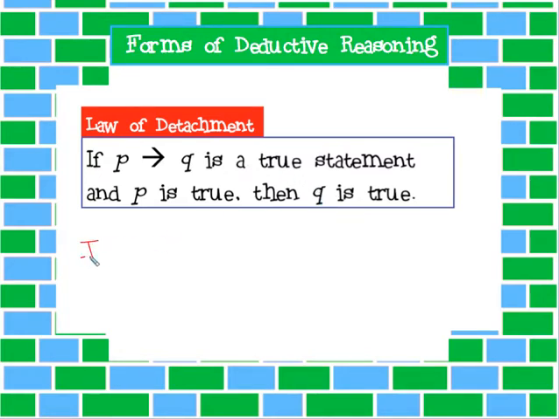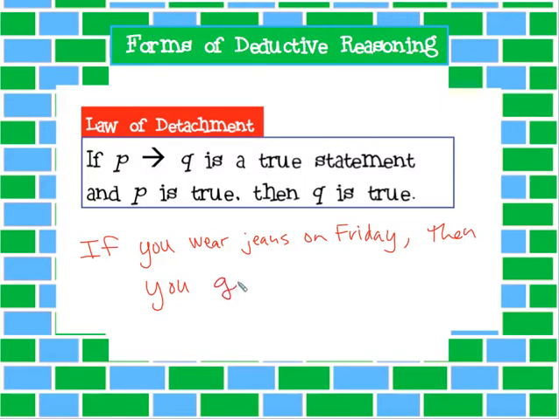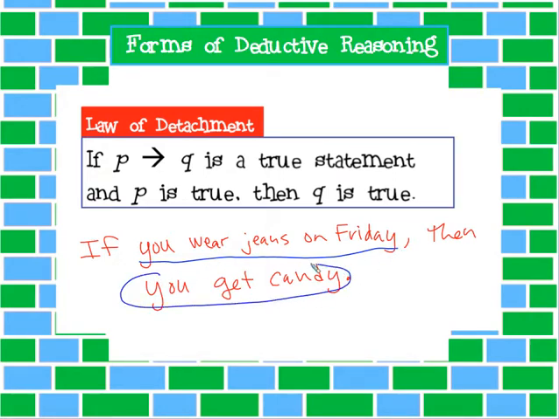So let's write a sentence here. If you wear jeans on Friday, then you get candy. Wouldn't that be nice? Okay, so the hypothesis is you wear jeans on Friday. The conclusion is you get candy.